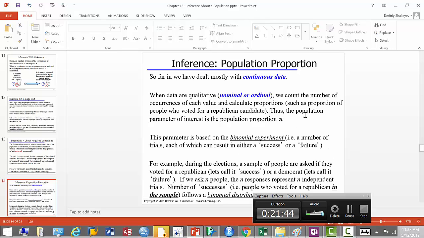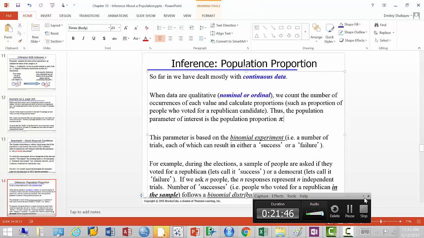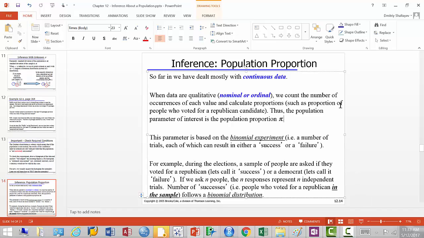So not all data sets are numbers. A lot of data that companies are collecting are categories. Male, female, right? Did the customer of the bank default on the loan, or did they not default on the loan?